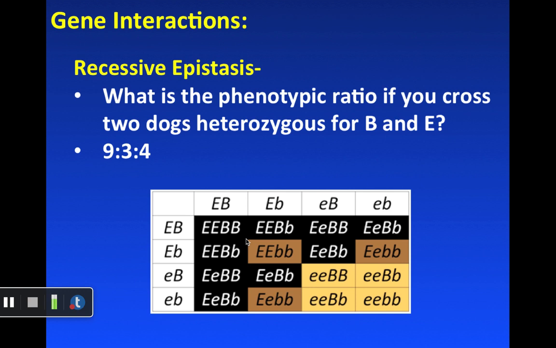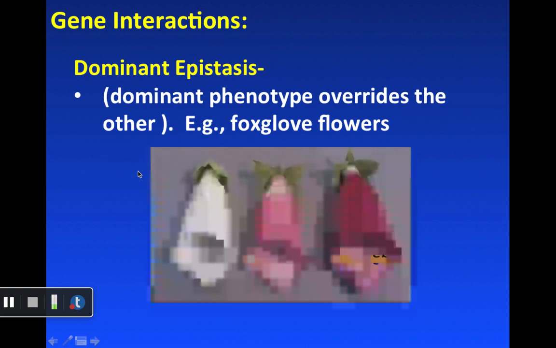You end up with a typical 9:3:4 ratio. So in this case, you would have 9 black labs, 3 brown labs, and 4 yellow labs. So that ratio, 9:3:4, again, very characteristic of recessive epistasis.